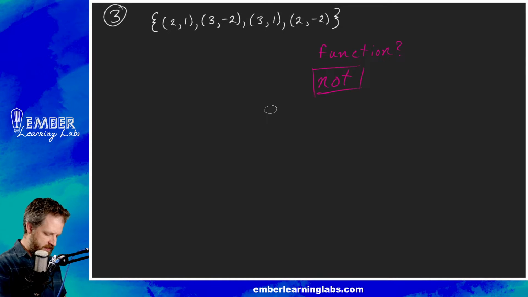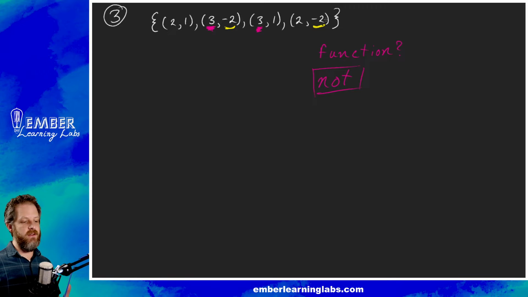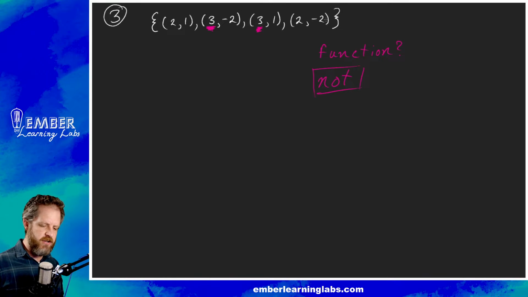So the reason this is not a function is because this 3 right here and that 3 right there. So those 2 3s in the X spot repeating is the problem. It is not, I repeat, not because of these 2 -2s that repeat. That's okay. The Y can repeat all it wants to. The X can't, though. Okay? Does that make sense? So that's whether something is or is not a function. What about for pictures?